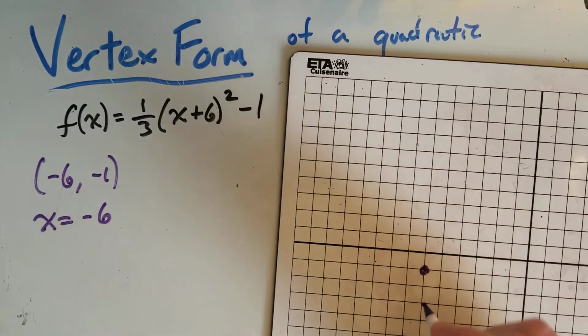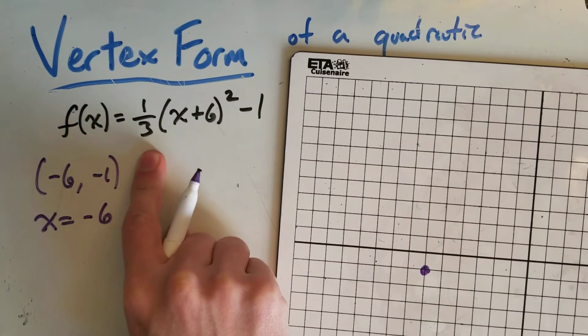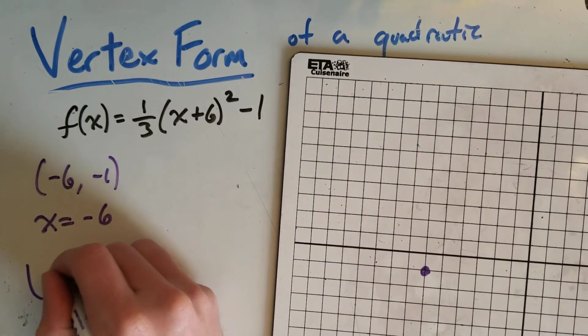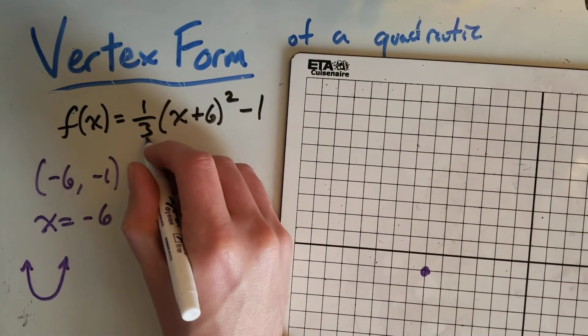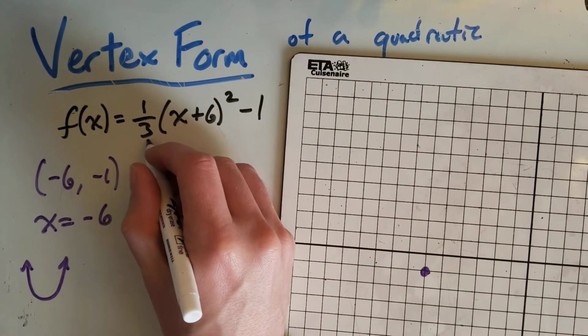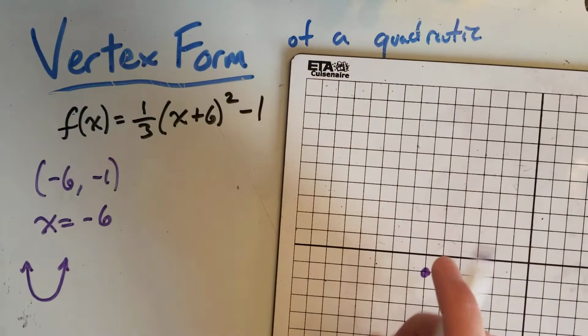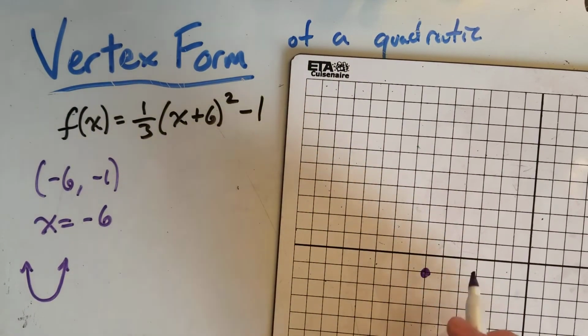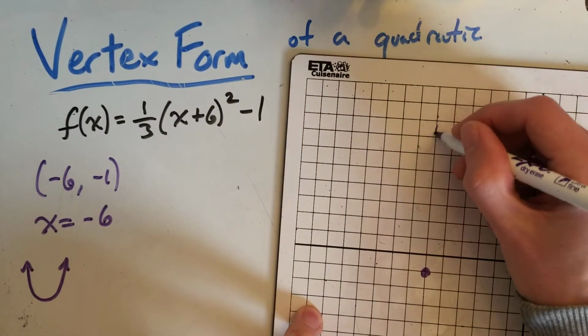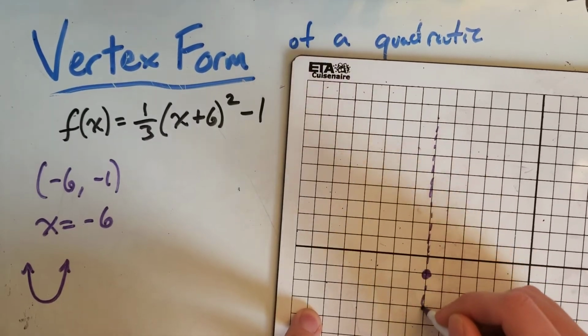That's our vertex. Looking at the a, it's positive, so we should open upward. It's one of those values that's less than 1 though, so it's going to become a wider parabola, meaning it's not going to be as narrow as the other, it's going to be wide. We'll see what that looks like. But we know this is our axis of symmetry, and we know that we're going to open upward.